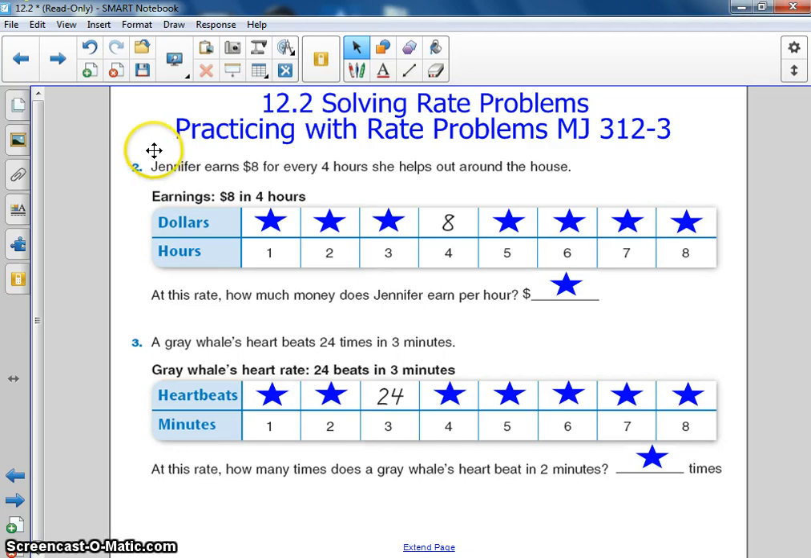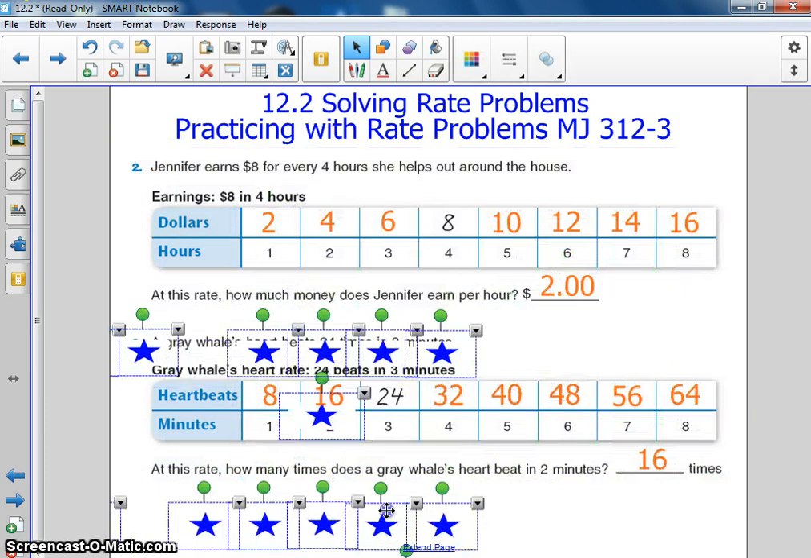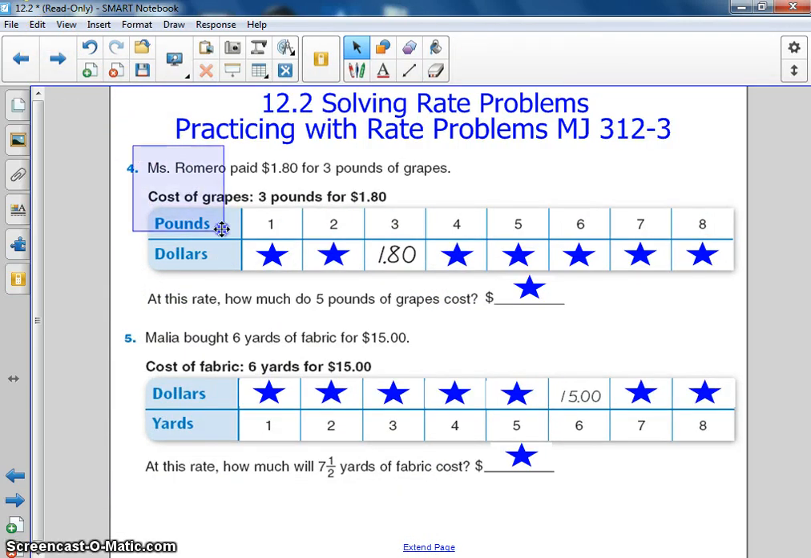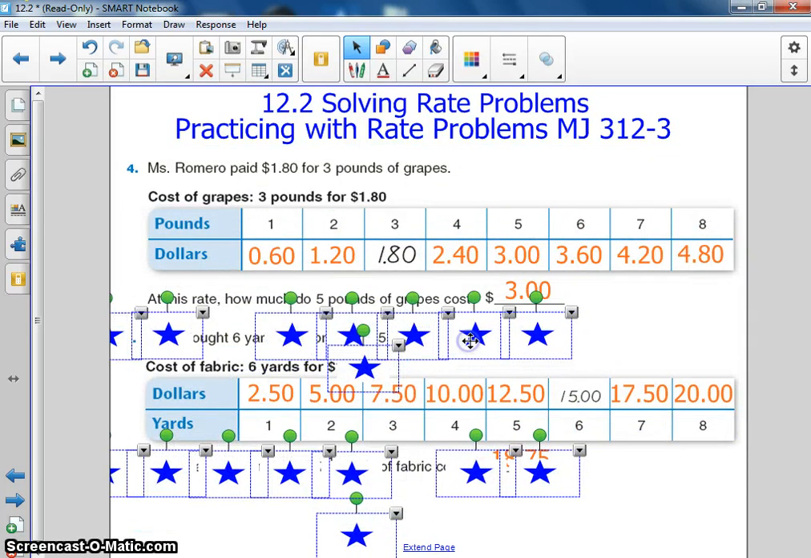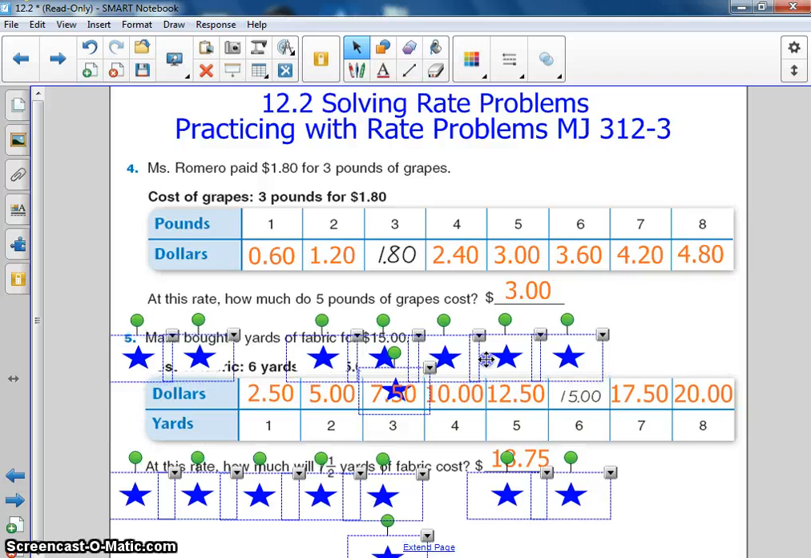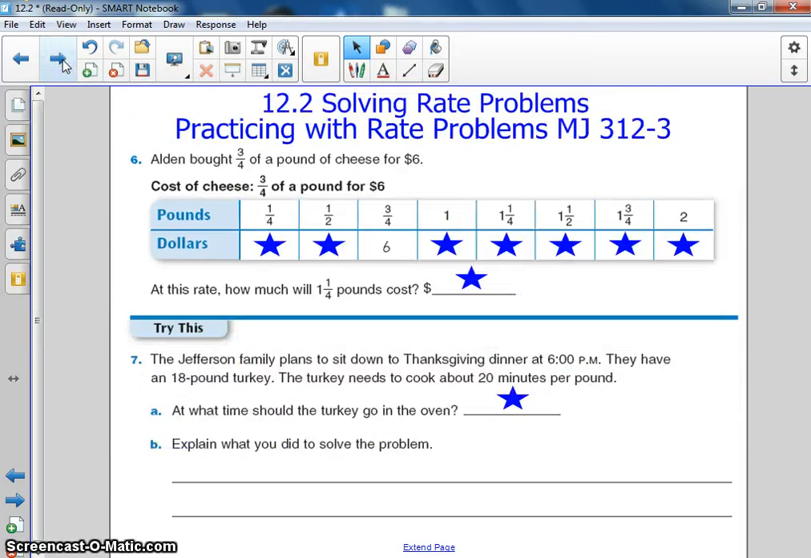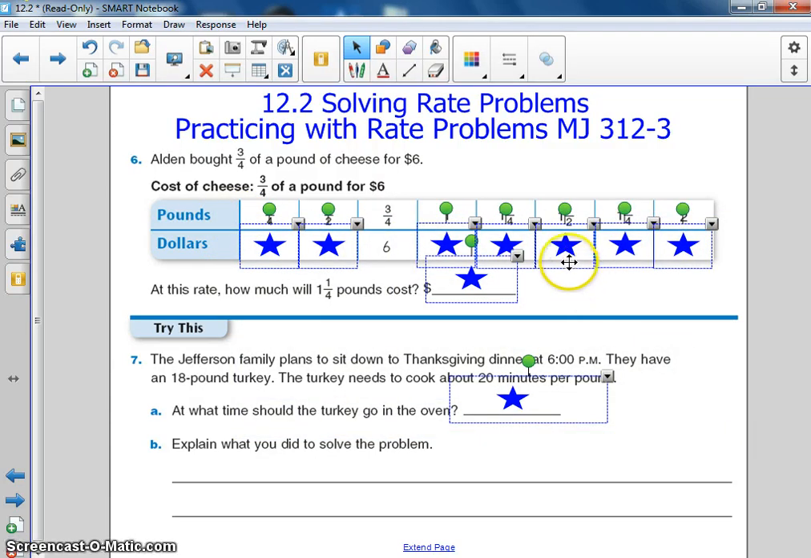Try these for me. Pause it and try them. There's the answers for those. Pause these and try them. There's the answers for those. Okay, and a couple more. Pause and try. There you go.